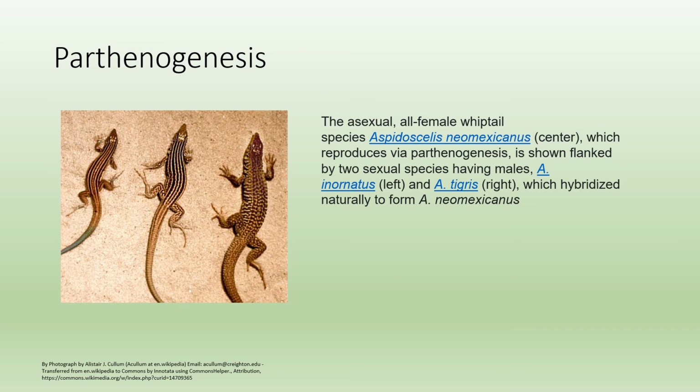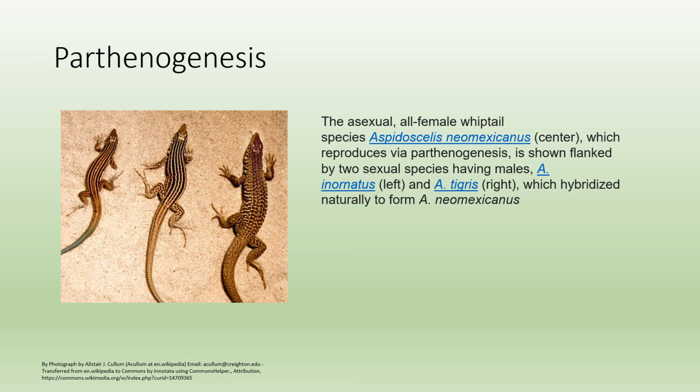Now, we can also get some seriously weird stuff going on with hybridization. What we have here are 3 species of whiptail lizards. The one in the middle reproduces asexually, without sexual reproduction. And the 2 on the outside are sexually reproducing species. So, what the heck is going on here? The one in the middle, the New Mexico whiptail lizard, is an all-female species. There are no males.